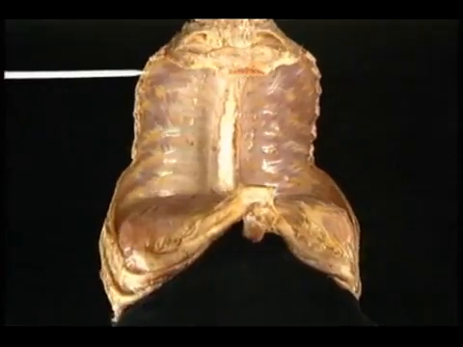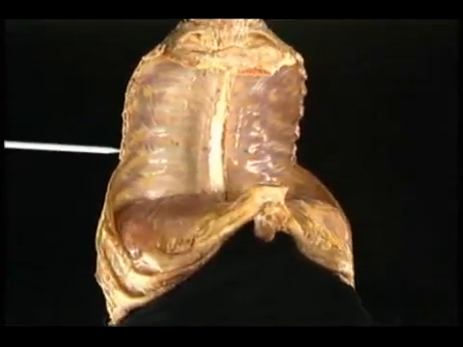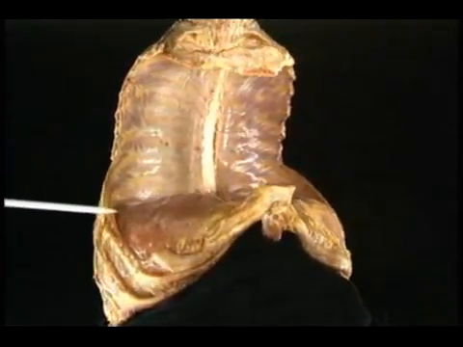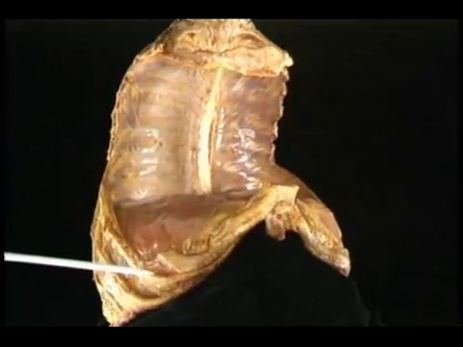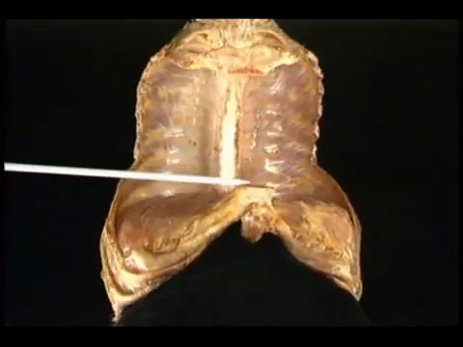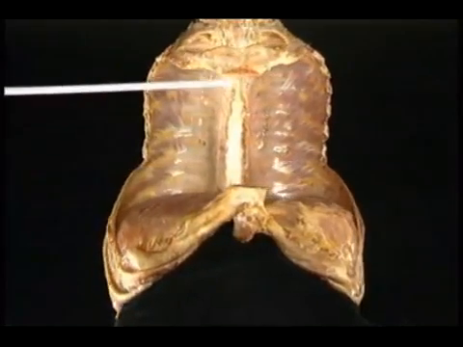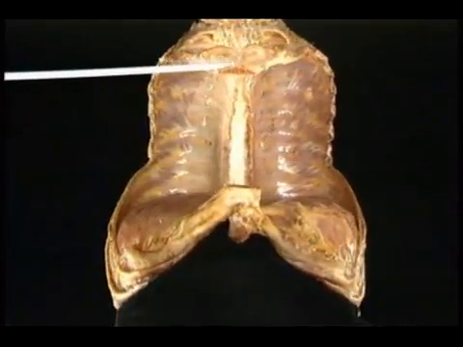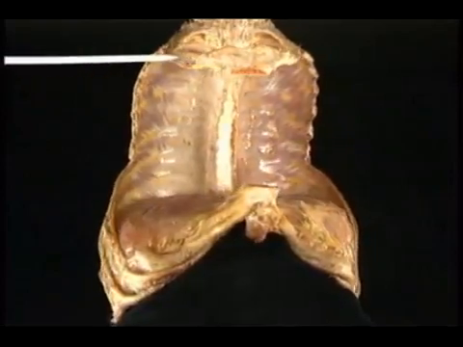Here are the divided ends of the ribs that were removed. Here's the intact 8th rib. Here's the costal arch. Here's the divided lower end of the sternum. Here's the upper part of the manubrium. And here's the intact 1st rib.